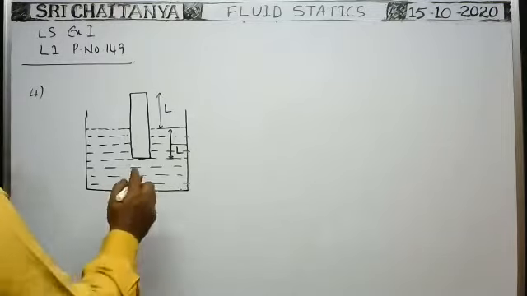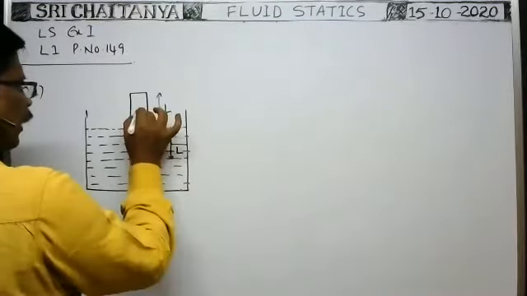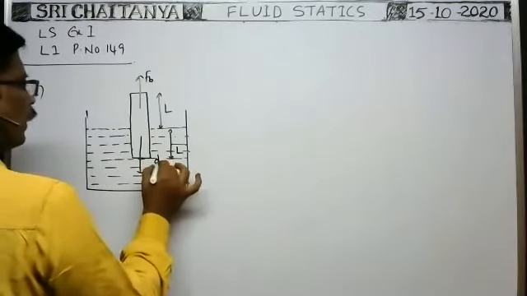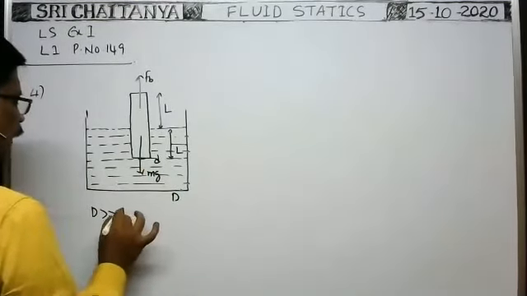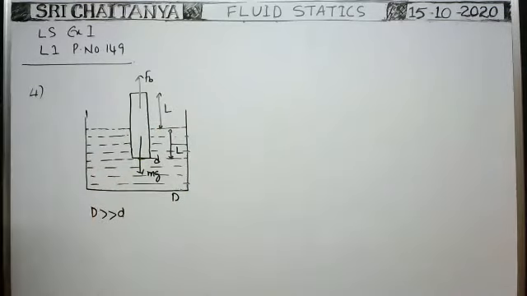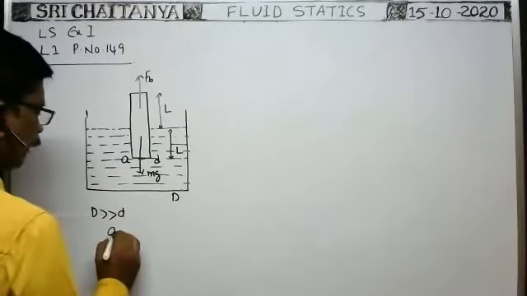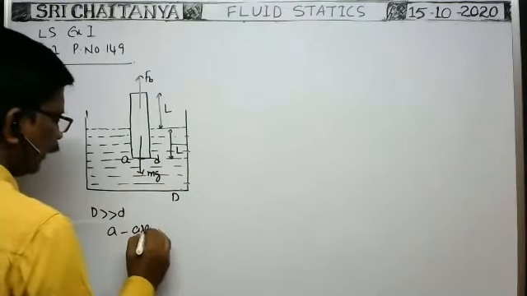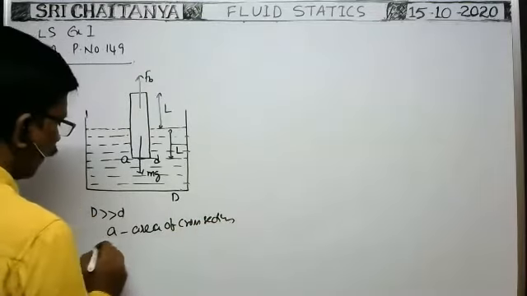In this case, the weight of the candle mg acts vertically downwards and buoyancy acts in the upward direction. Here the diameter of the candle is given as small d and the diameter of the vessel as capital D. Capital D is by far greater than small d, which indicates the candle does not touch the walls of the container. Suppose the area of cross section of this candle is small a, which is equal to pi into (d by 2) whole square.